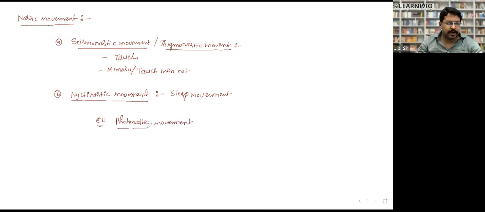Photo means light, nastic means direction, and movement is movement, right? So I have given the example of the opening and closing of the flower. That is a photonastic movement that takes place due to light. When the sun comes, the flower opens, and when the sun goes down, the flower closes down. So this kind of nictinastic movement takes place due to light, that's why we call it photonastic movement. Please note it down.